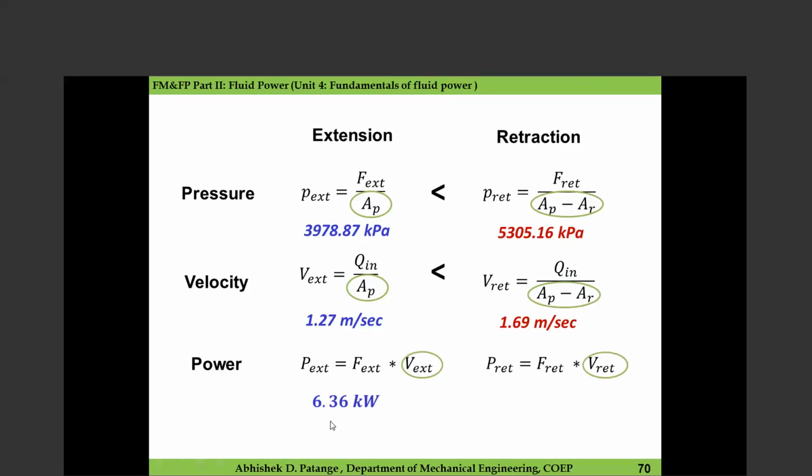That makes the power required for extension stroke 6.36 kilowatts, which is lesser than the power required for the retraction, which is 8.48 kilowatts. So this is how the extension and retraction stroke can be compared for these parameters: pressure, velocity, and power.